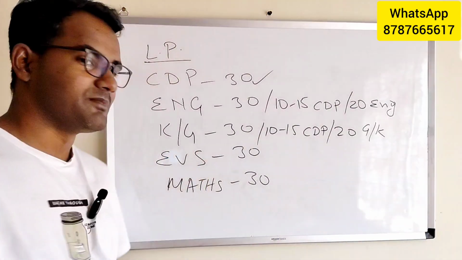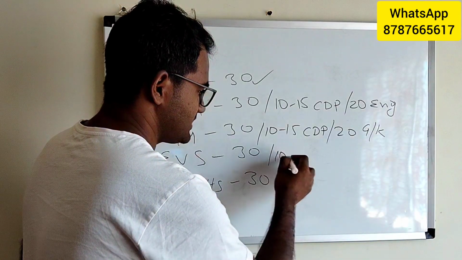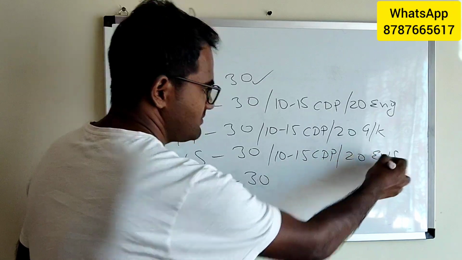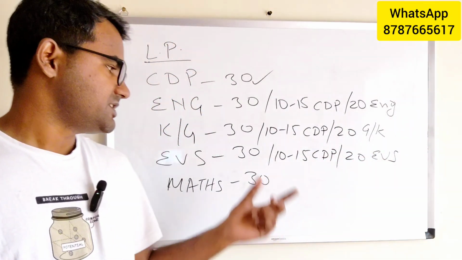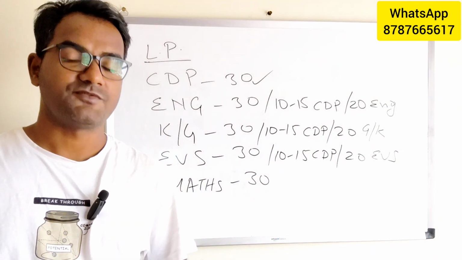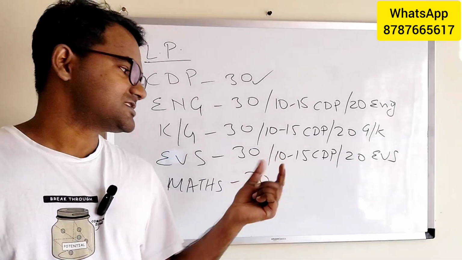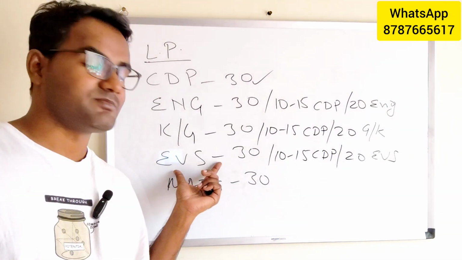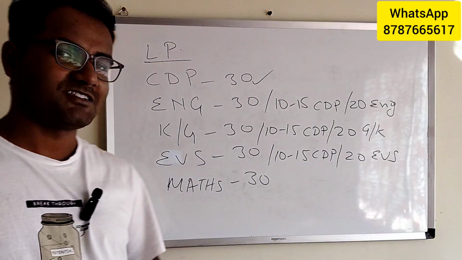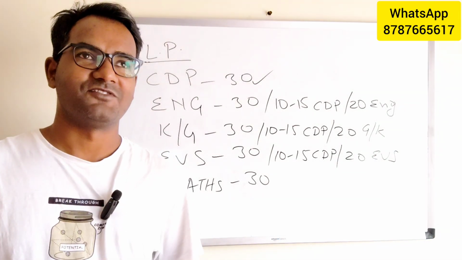Now we'll talk about environmental studies. In environmental studies, again 10 to 15 questions will be of CDP, and around 20 will be from EVS, right? So here also you will have 30 questions together. From that 30, 10 to 15 will again be CDP, alright? And from the environmental subject content only 15 to 20 questions will be asked, alright? Now again we'll talk about maths. Maths is very interesting, right? Why it is interesting, let's talk about that first.